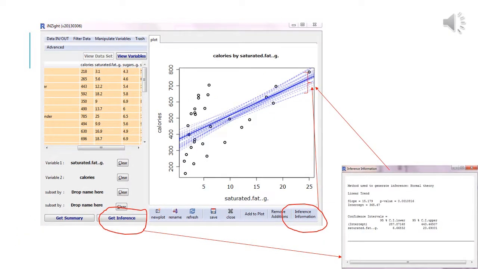The equation for the trend curve is used to make predictions of an unknown Y value from a known X value. In this case, we can predict the calories if we know how much saturated fat is in the food using the trend curve equation. We use the inference information to find a range of values we predict the calories might be for a given amount of saturated fat.